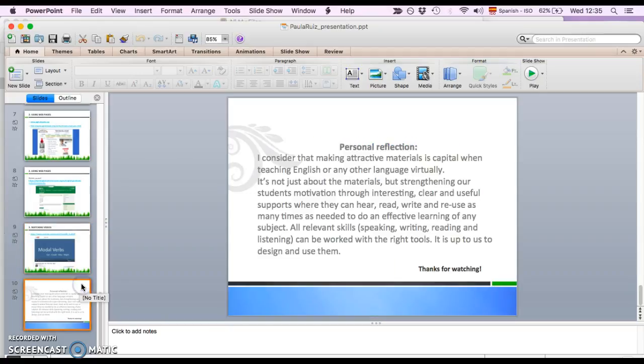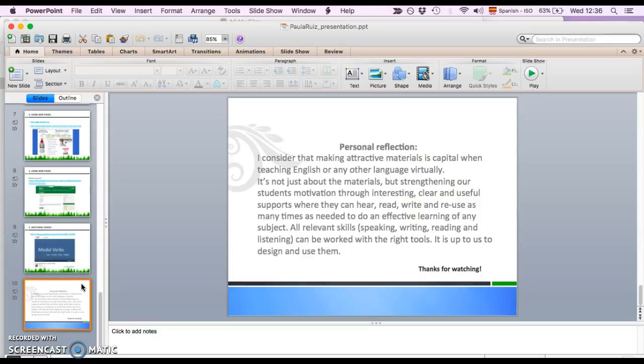Finally, I share with you my personal reflection, and I think that the whole design of materials is very important to teach English or any other language. And it's not just about the materials. We have to strengthen our students' motivation through interesting, clear, and useful supports where they can work on all the different skills that are required to learn a language effectively. Those skills are listening, speaking, writing, and reading.